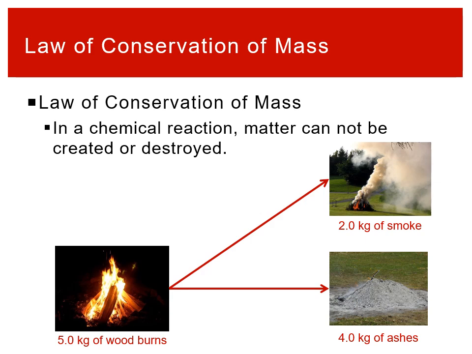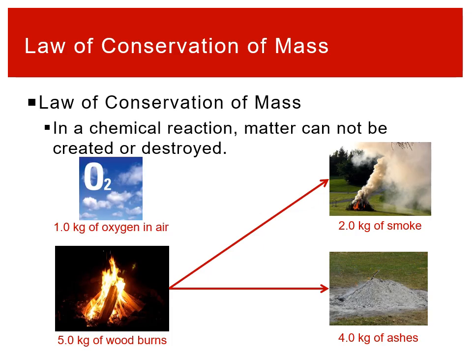We now have 5, but that turned into 2 plus 4, which is 6. That's still a problem, because now we've made more mass at the end. So where did that come from? It has to come from the air. A kilogram of oxygen from the air combines with the 5 kilograms of wood. We have 1 plus 5, that's 6, and then we get 2 plus 4, that's 6 as well. So we started with 6 kilograms and we end with 6 kilograms.